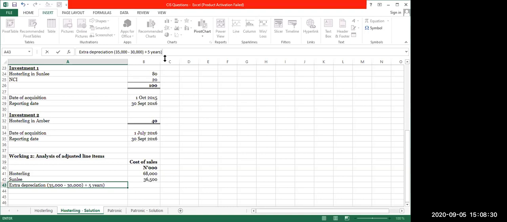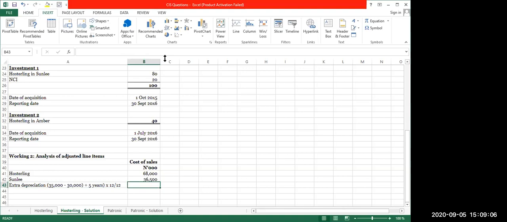Please take note of something. You don't multiply it by the number of years since acquisition. For profit or loss purposes, you only pick the depreciation for the year. If it was a balance sheet you were preparing, you would have to calculate the depreciation since acquisition. But for profit or loss, you only calculate depreciation attributable to the year. Because we acquired the subsidiary at the beginning of the year, it's going to be 12 over 12.